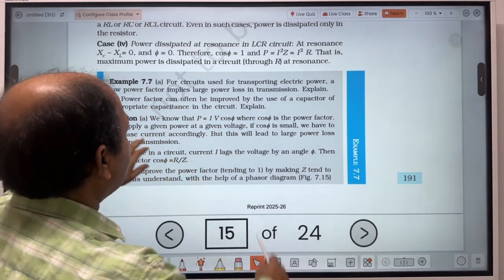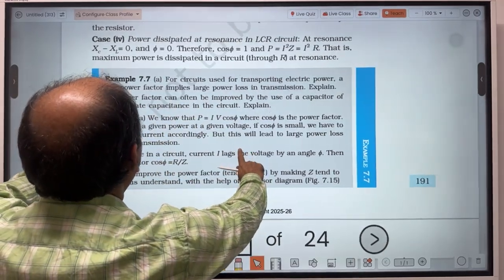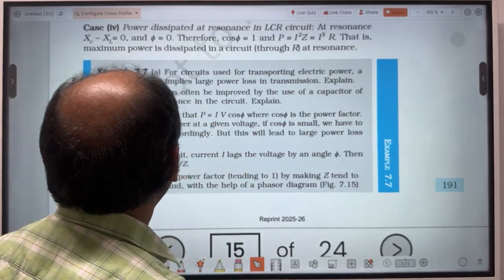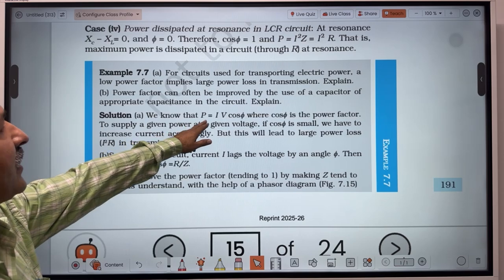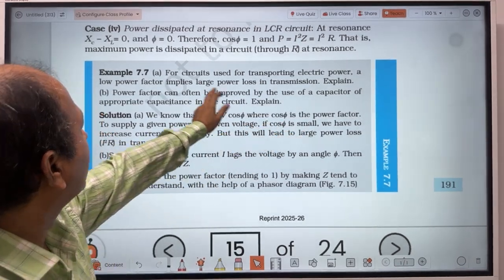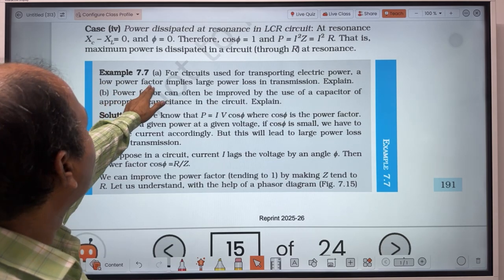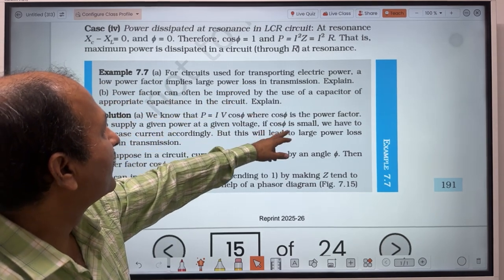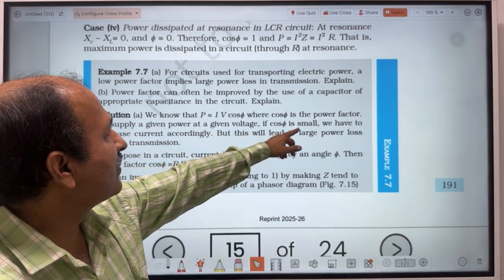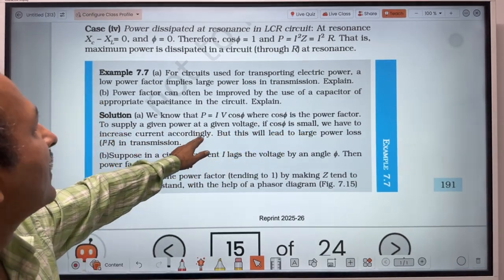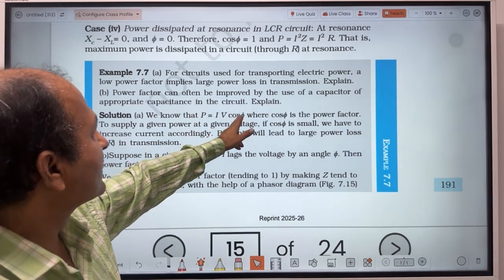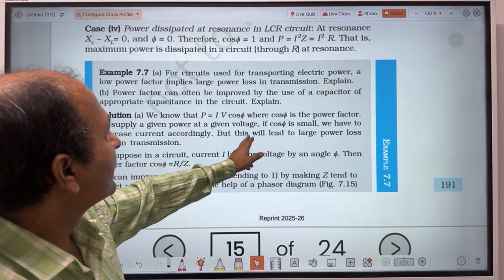For circuits used for transporting electric power, a low power factor implies large power loss in transmission. Explain. So we have seen that P equal to IV cos phi, where cos phi is the power factor. Here they are saying low power factor implies large power loss. So to supply a given power at a given voltage, if cos phi is small, we have to increase the current accordingly, right? Because power is fixed.